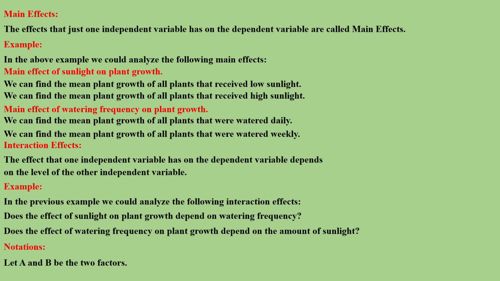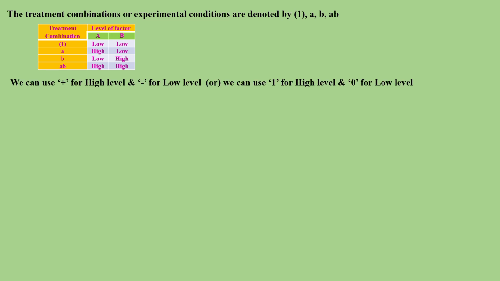Next we are going to see some notations. Capital A and B are two factors. The treatment combinations, right, are (1), a, b, ab, with (1) within brackets, right? These are all the combinations, right? So first (1): A, B low, low, that is 1 within bracket; small a: high, low; b: A low, B high; and ab: high, high. So we can use plus for high level, minus for low level. We can use 1 for high level and 0 for low level. That is also there. These are all the notations, right?